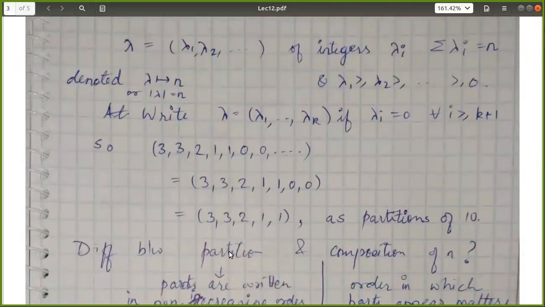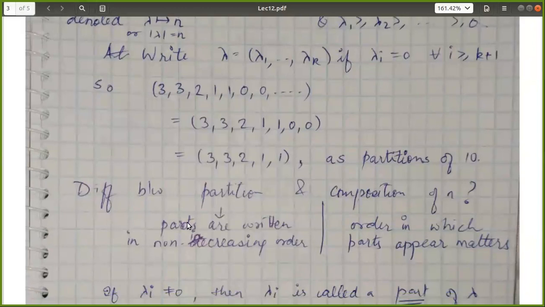Now, I've already said what the difference is. This symbol here means between. What is the difference between a partition and a composition of a natural number? Here, parts are written in a non-increasing, or rather weakly decreasing, order. However, in a composition, the order in which the parts appear makes a difference. So 1 plus 2 was different from 2 plus 1.